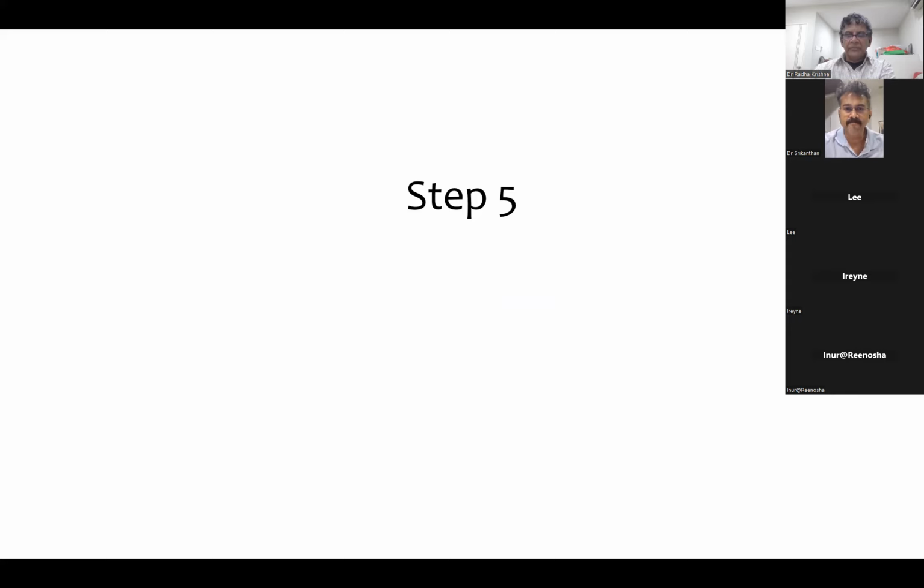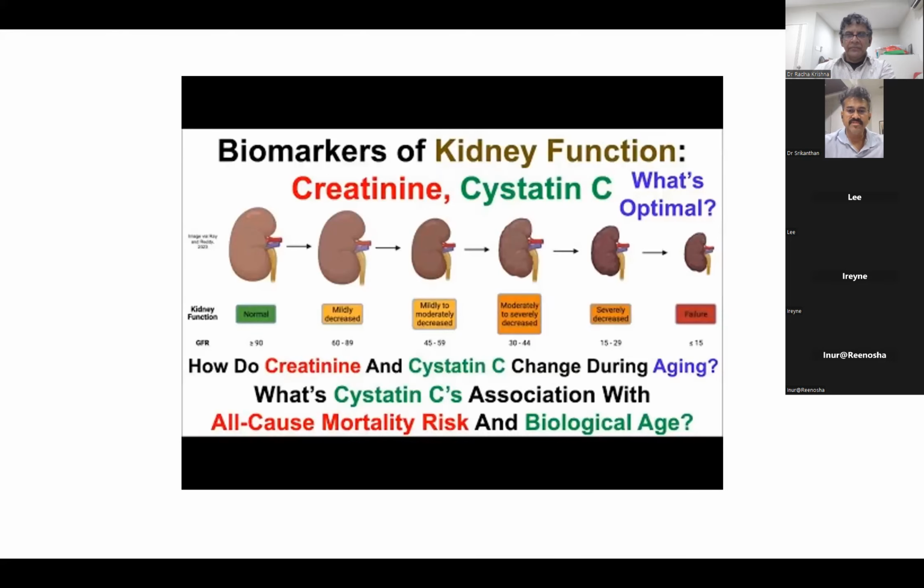Step 5. Okay, then go to step 5. Step 5 is the biomarkers of kidney function. We also have to bear in mind that there are certain tests we can do, but the most specific test you want to do for CKD is something called cystatin C.